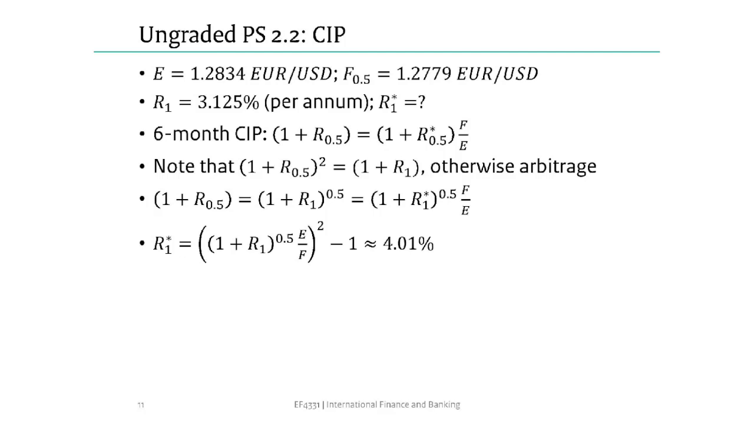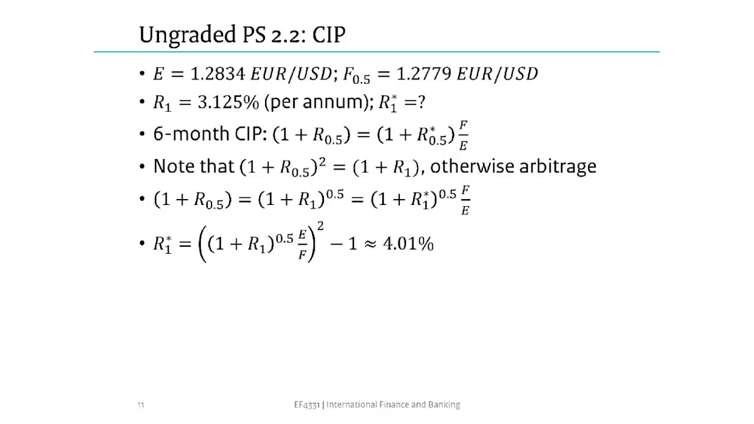So just note that based on F and E, we have a CIP equation already, right? We have 1 plus R subscript 0.5 equal to 1 plus R star subscript 0.5 times F over E, right? This is the CIP equation, but note that we are only given R1, right, for 1 year. So R1, again, indicates 1 year deposit return. But we have CIP, however, for 6 months. So we need to somehow get our 6 months from R1. How do we do that?